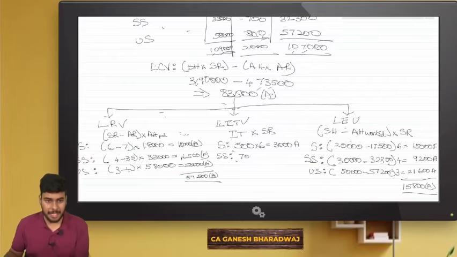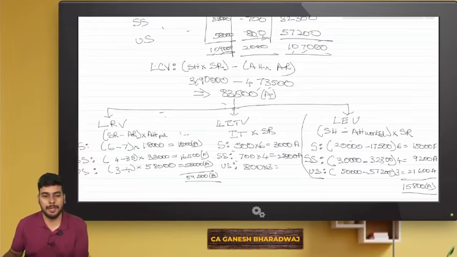Next, semi-skilled. 700 into 4. How much is that? 2,800 adverse. Next, unskilled. 800 into 3. That's going to be 2,400 adverse. What's the total? 8,200 adverse. So immediately what will you do? Add the 3 and C. It should be equal to 83,500.